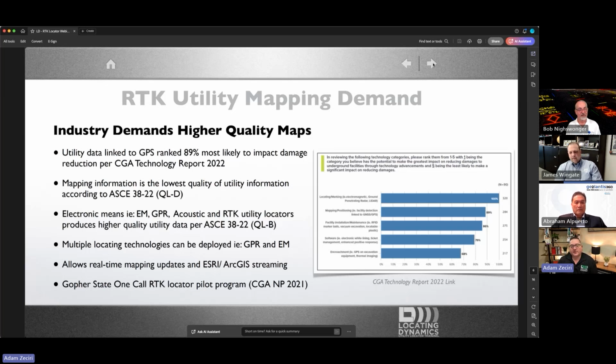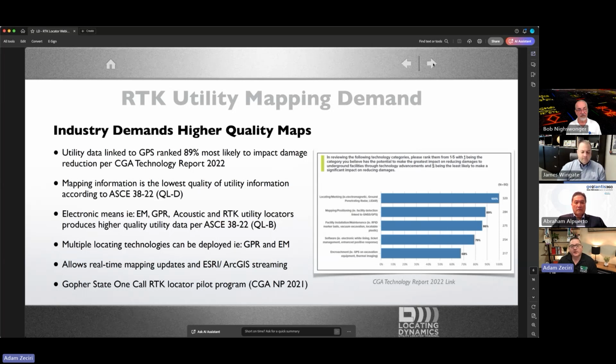So RTK, GPR and EM are non-exclusive. RTK can be used with any technology out there for locating. The locator is actually what finds the facility, and then RTK is used to get that positional data. The nice thing about RTK locating is it can be used on the fly to stream mapping updates directly to Esri, ArcGIS, third-party mapping software, or first-party.